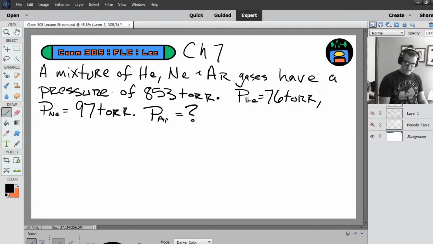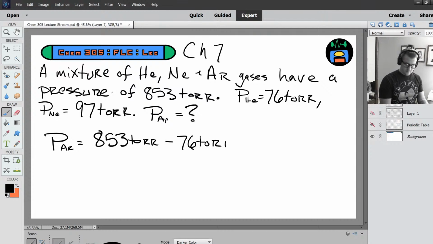All right, and now we can plug in our values and solve for our partial pressure. So argon equals total minus helium minus neon, which is, let's see, 853 minus 76 minus 97, is 680.